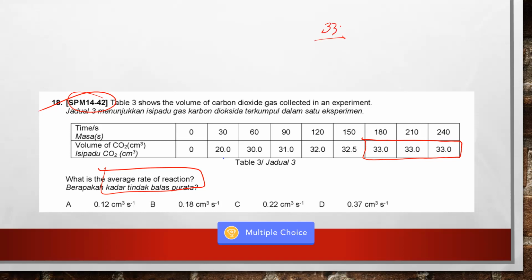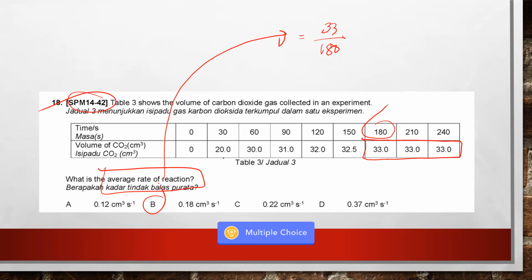And where did it start to become constant? Because it's got 3 readings, which reading must I take? You take the reading when it first became constant. So 33 divided by 180, that would be your average rate of reaction. This is a typical SPM question. So all of you press your calculator, 33 divided by 180, what do you get? 0.183. Okay, correct. So we're going to take 0.18 cm³ per second.